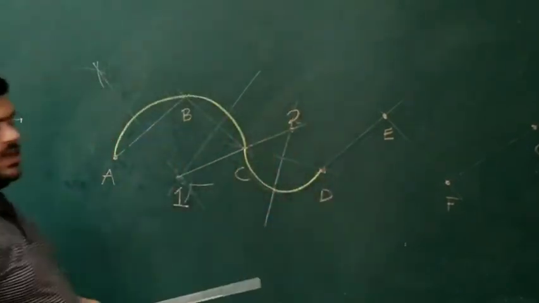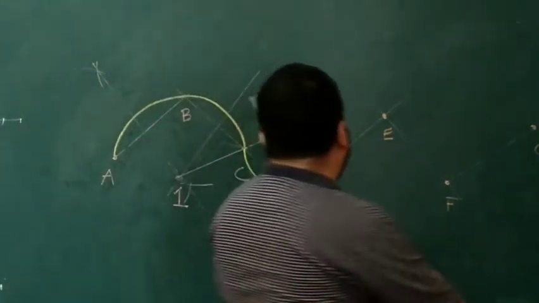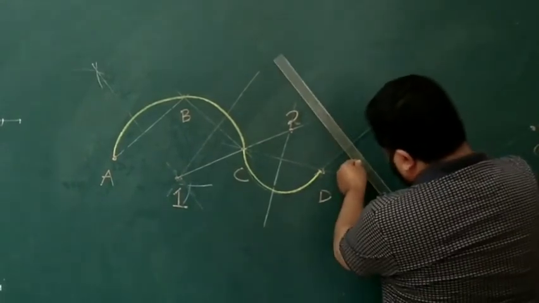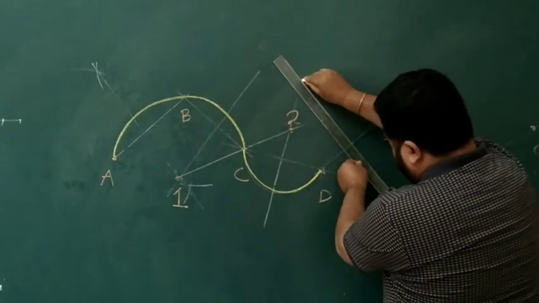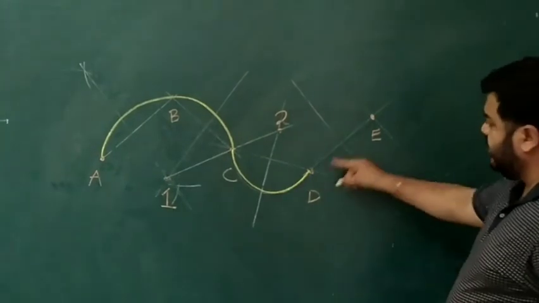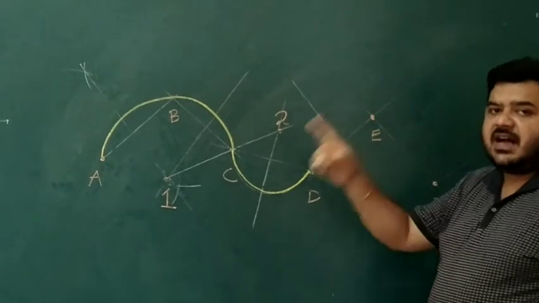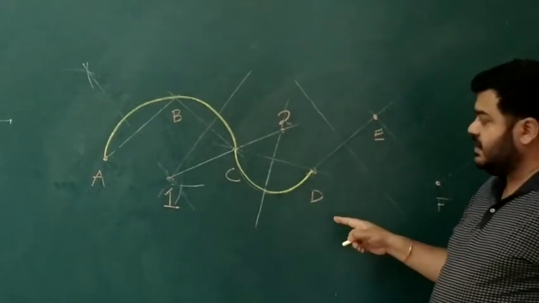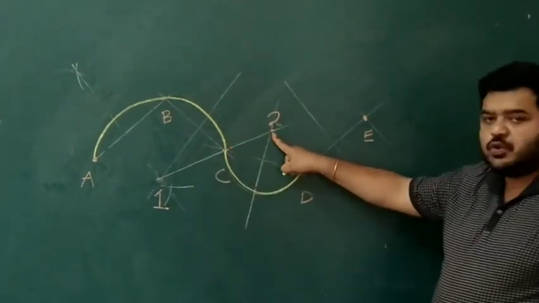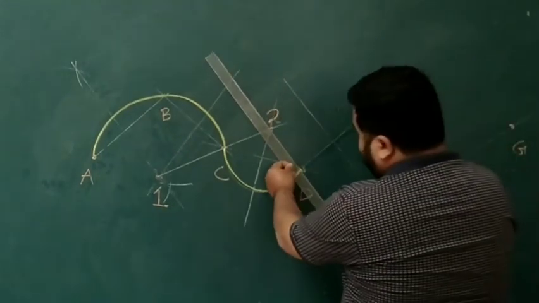I will show for one more line segment, that is DE. Similarly for DE, what I am going to do is I am going to make a perpendicular bisector of DE. It will be somewhat like this. This is the perpendicular bisector of DE. Now I will join center of the last arc with the last point of the last arc. Which is the center of the last arc? Last arc is CD, center is 2. Last point of the last arc is D. I will join it.